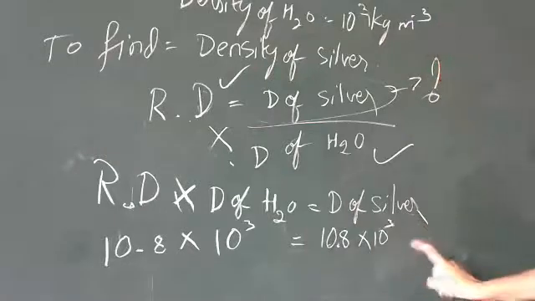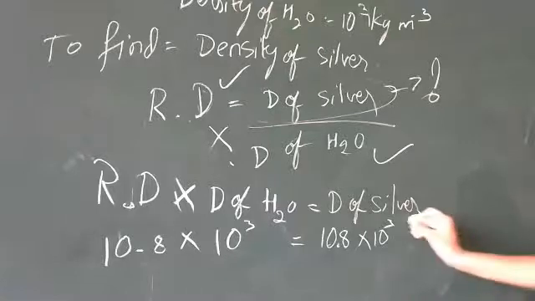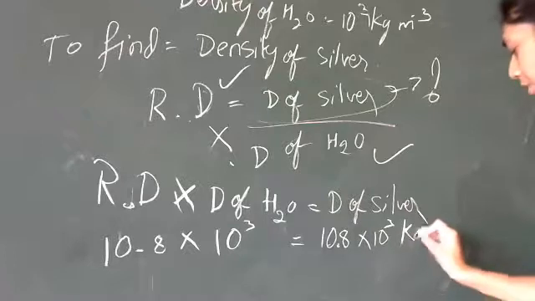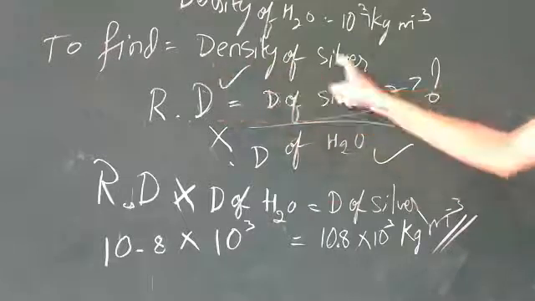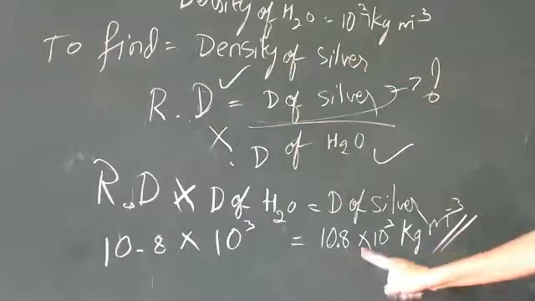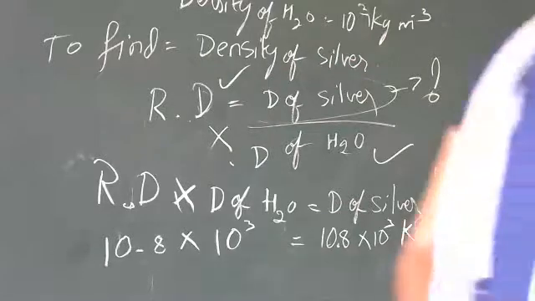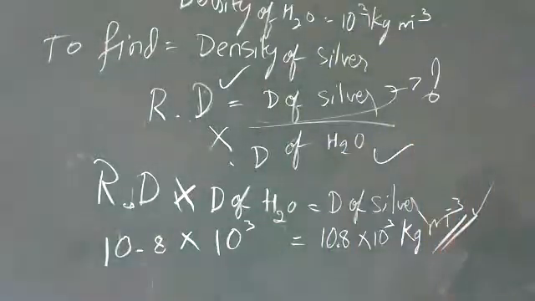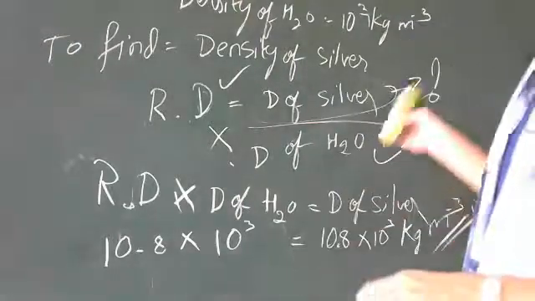So what is the SI unit? What should I write as the SI unit over here? Tell me, students. Kilogram per meter cube. Yes, it is kg per meter cube. So this is the answer. That is, density of silver is 10.8 into 10 raised to 3 kg per meter cube. Okay, such kinds of problems can be asked. And before this I have also solved a few problems on this in the recorded class. Okay, so this completes the gravitation chapter, students.